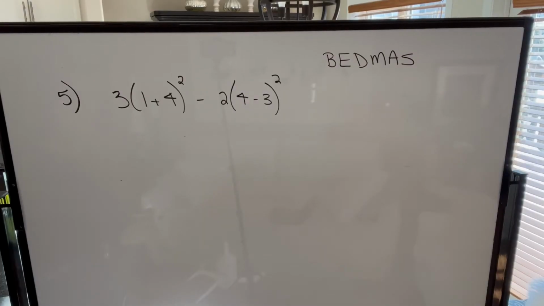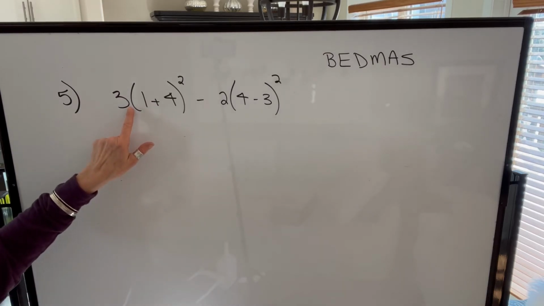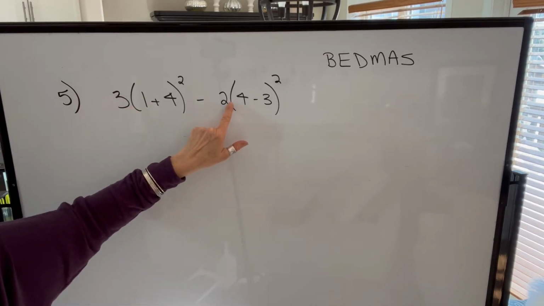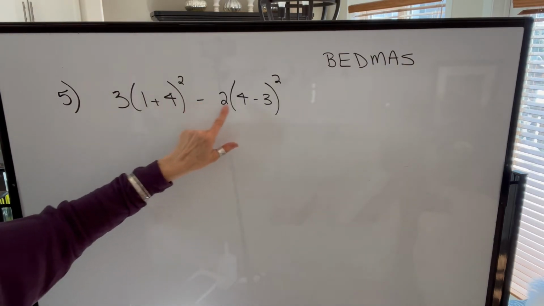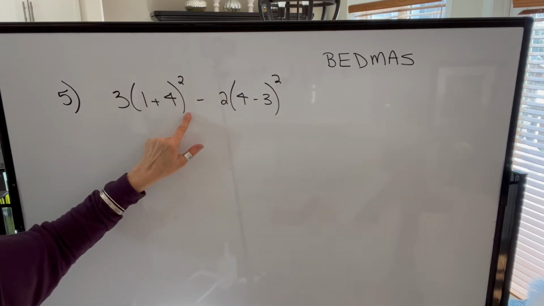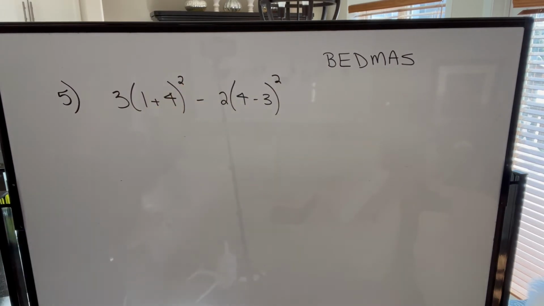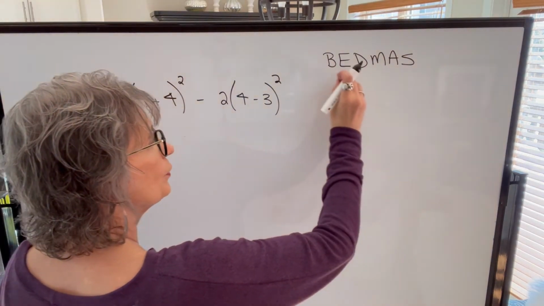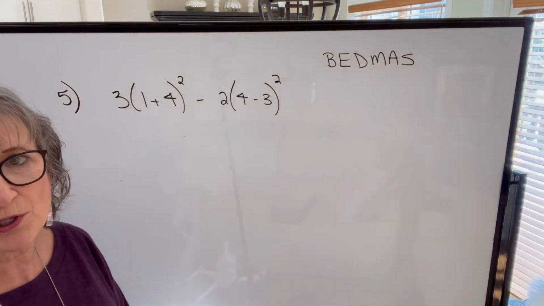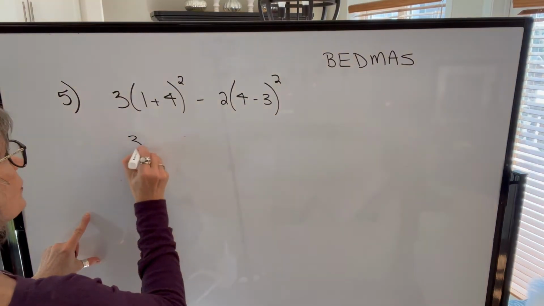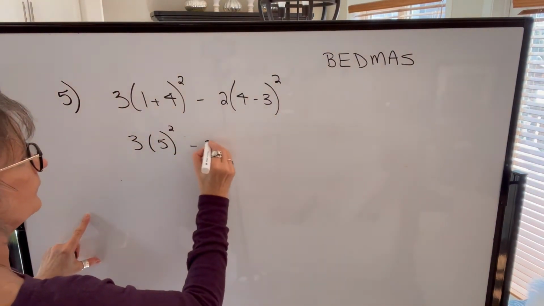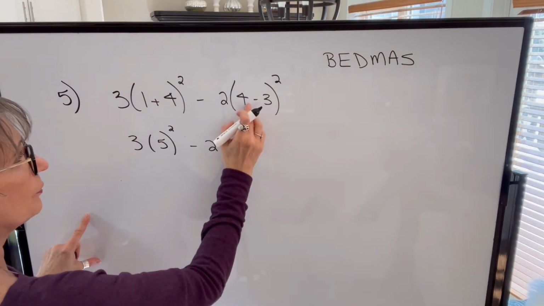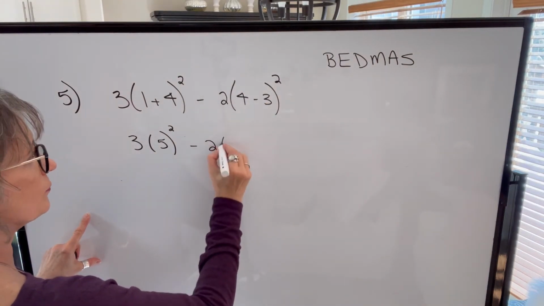In our next example, we have a variety of operations. We have multiplication, even though we don't have the multiplication symbol there. We understand that it means multiplication. We have addition, we have subtraction, we have brackets or parentheses, and we have exponents. So we're going to follow our order of operations. We're going to simplify anything inside brackets or parentheses first. So we start 1 plus 4, we can simplify that, is 5. We do the same thing here. 4 minus 3 is 1.